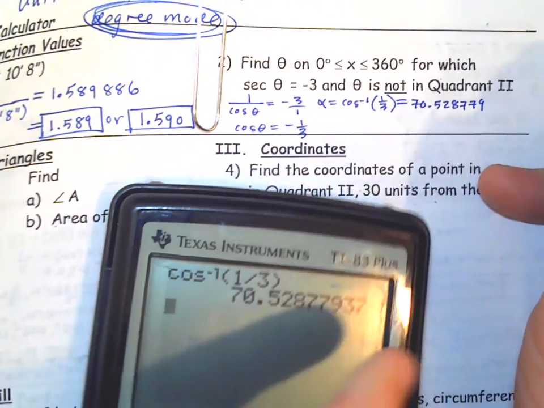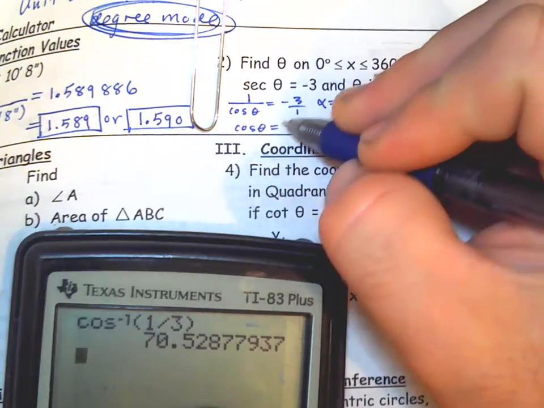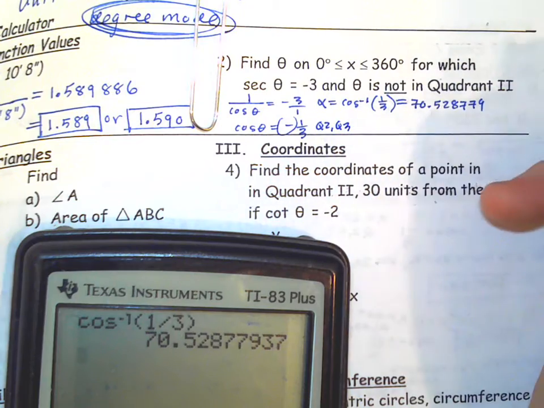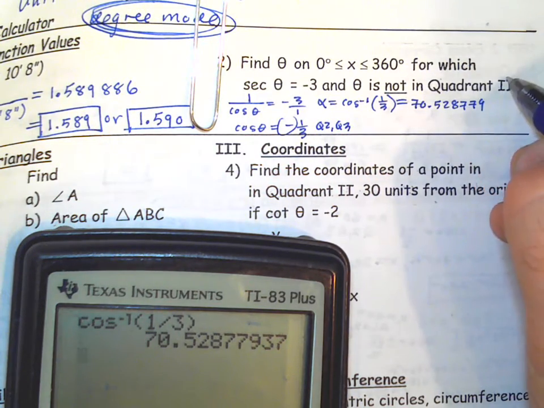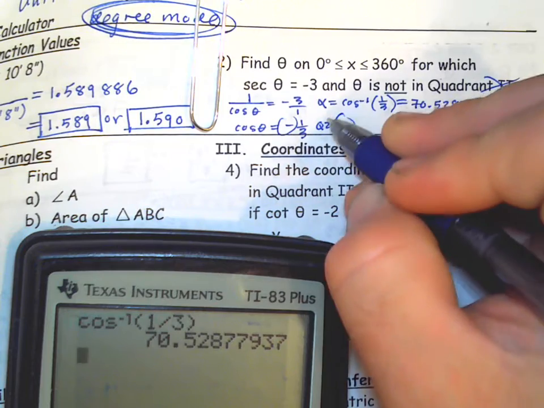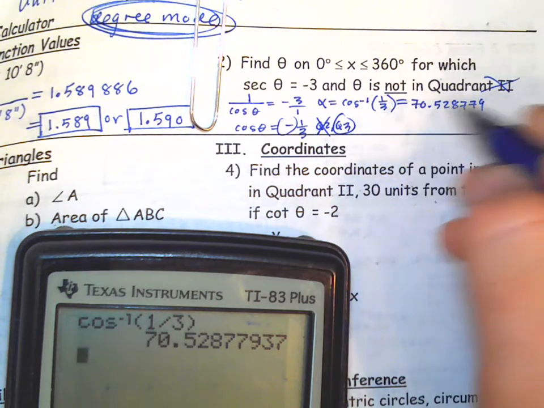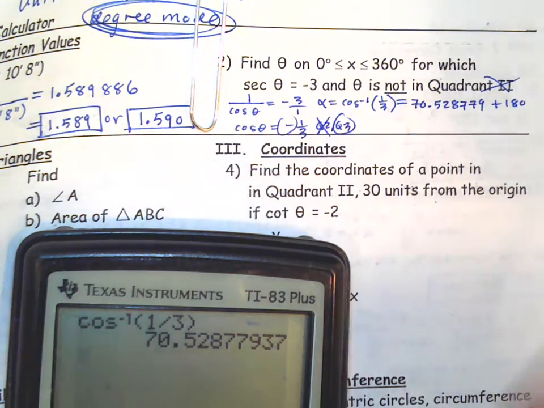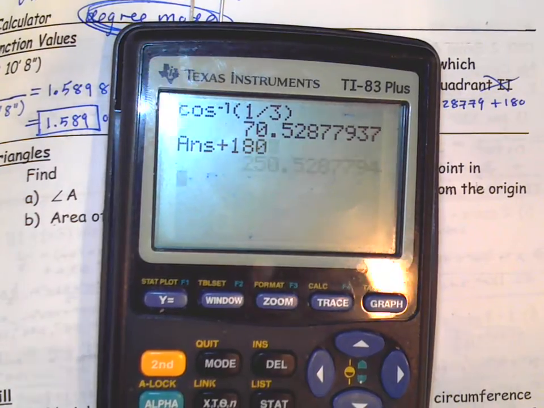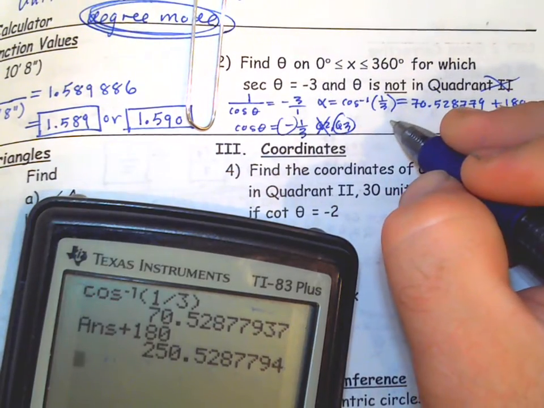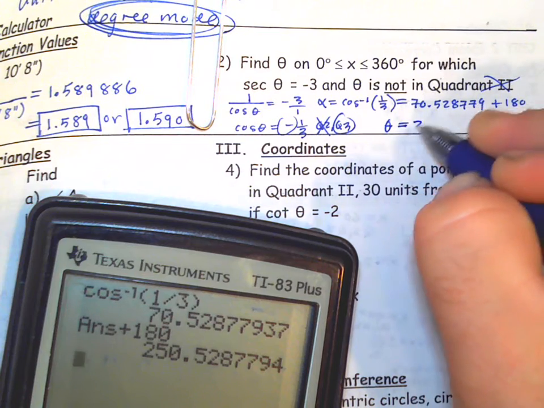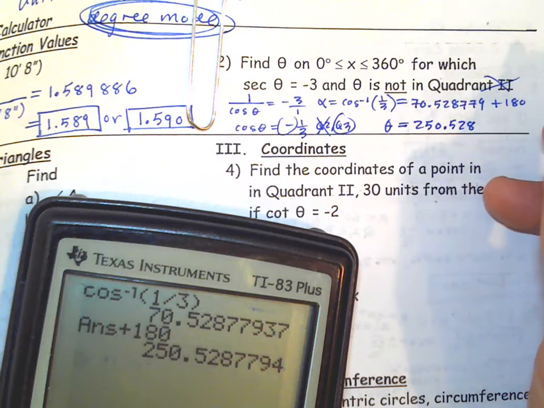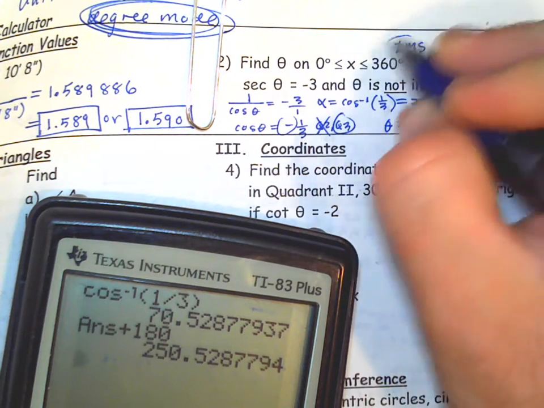Okay, and then now I go back here to negative and I say, well, that would be quadrant 2 and quadrant 3, right? And I don't want quadrant 2, so that means I'm going to go with quadrant 3. So quadrant 3, it'd be 180 plus alpha, right? So I just need to add 180 to this, and I get theta equals 250.528. Now, on the test, I made you guys do degrees, minutes, seconds.